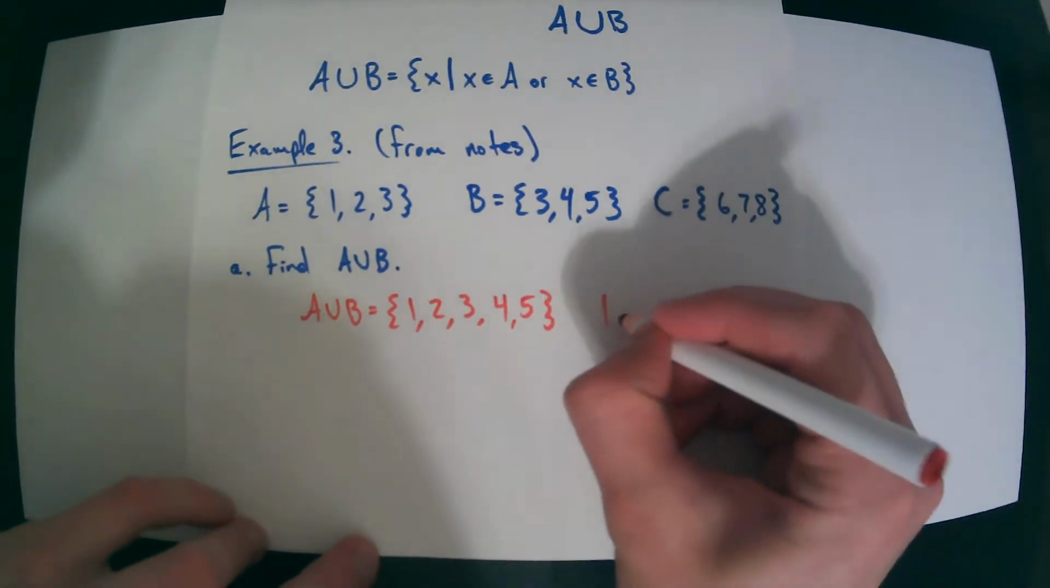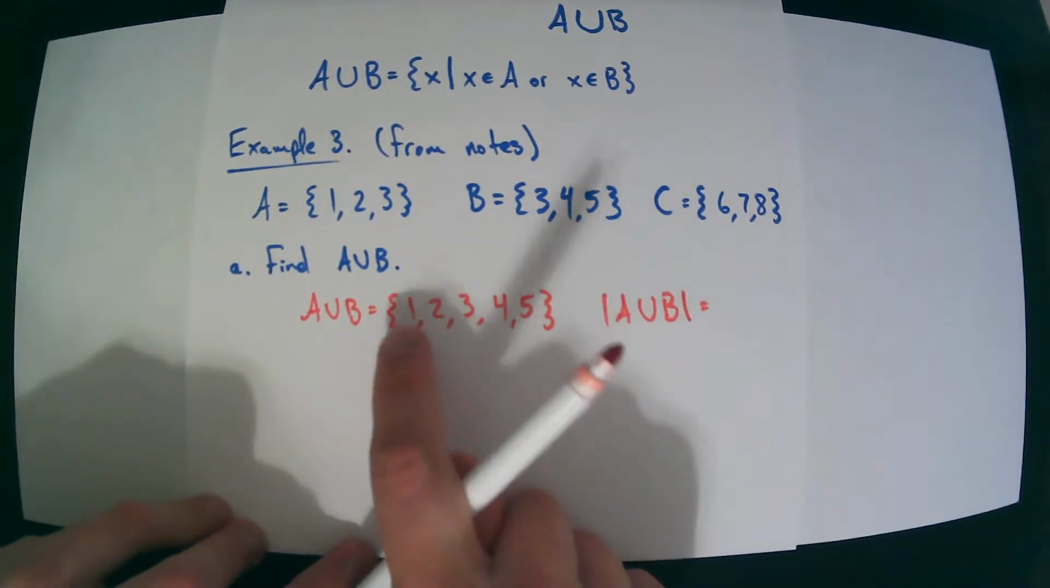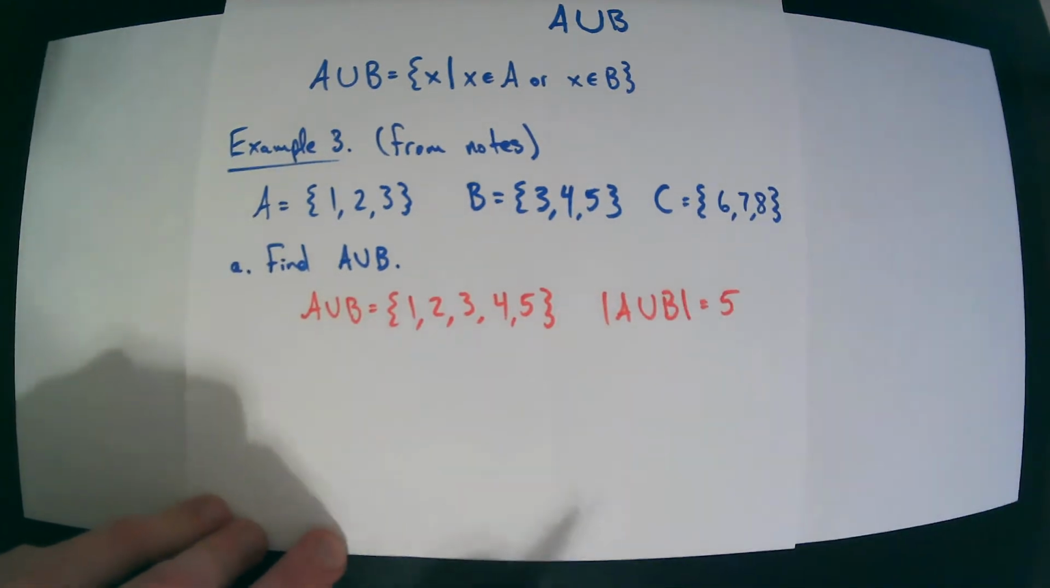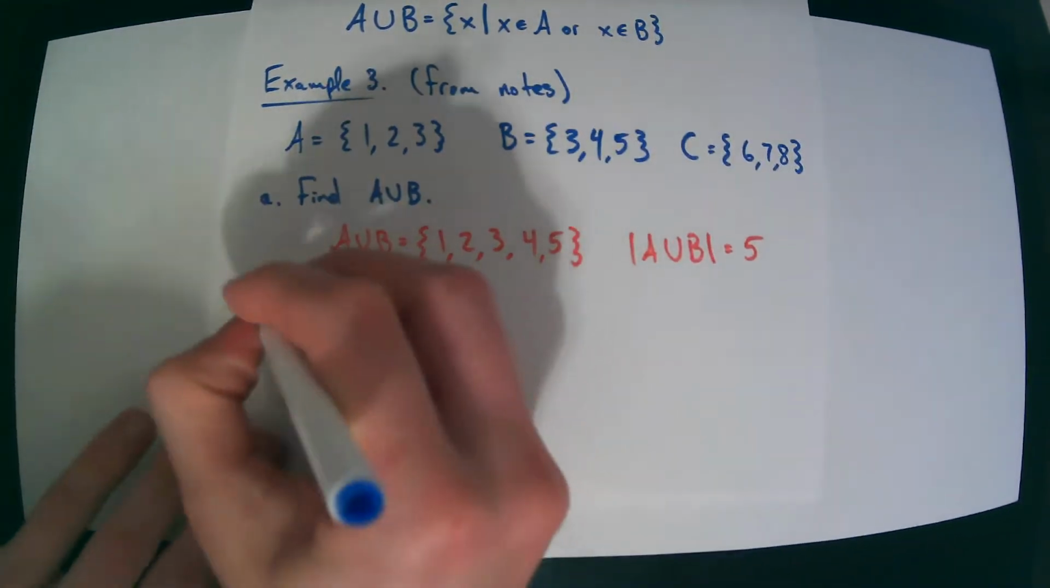For extra practice, what's the cardinal number of A union B? 5, because there are 5 elements. Okay, how about part B?